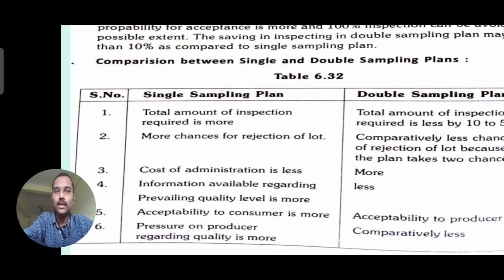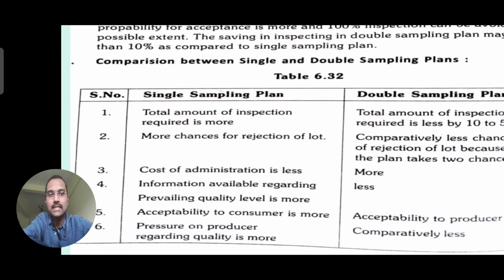Why? Because more inspection is carried out in the single sampling plan. After rejection, you get the quality level, so the information available regarding the prevailing quality level is more. You get more information regarding the quality of each and every product, whereas here we have less chance of getting information. Why? Because the acceptance level is more in this case, so 100% inspection done on this side is very little.